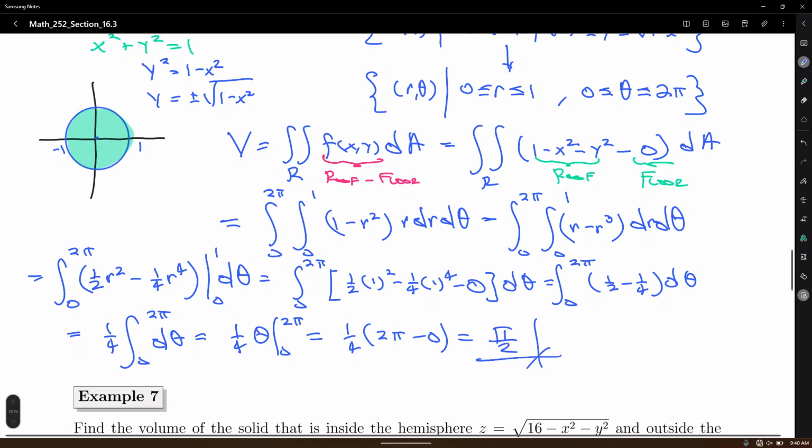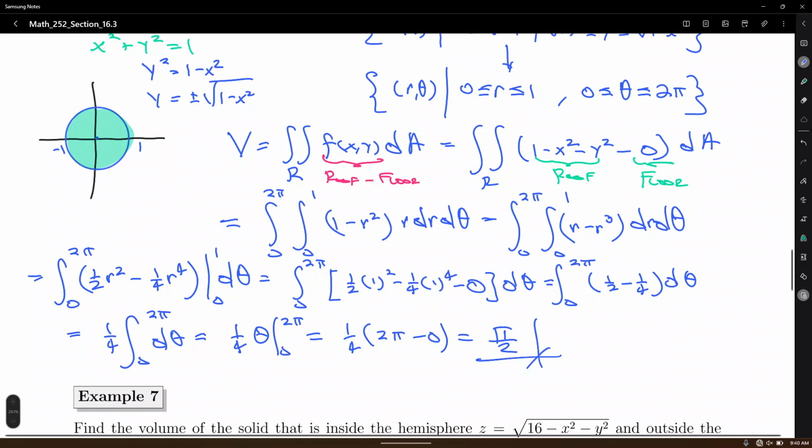So that's the volume of this solid, right? Of the solid bounded above by the paraboloid and bounded below by the xy plane, z equals 0.